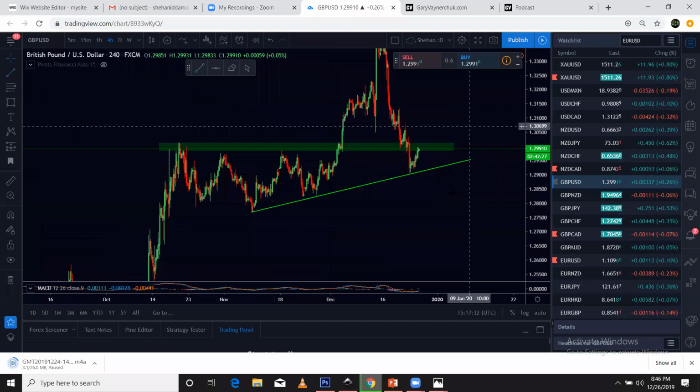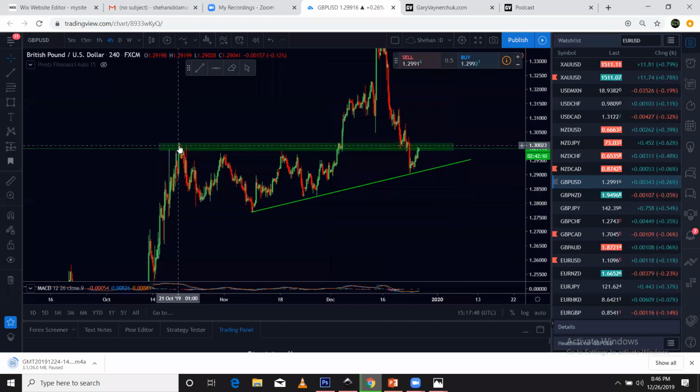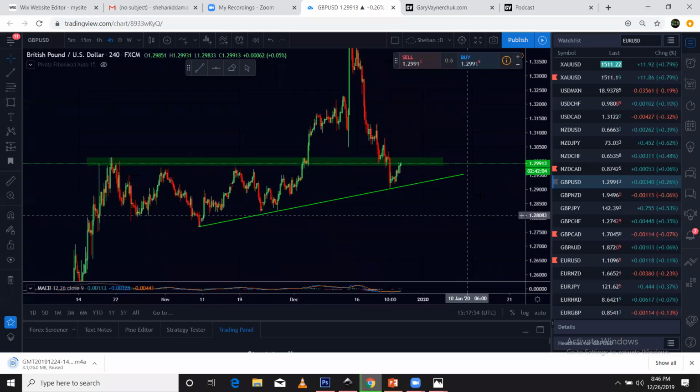Okay, so this is the overall idea of GBP USD. Currently, it just respected the upper trend line, which is for a buy, and it's right on a support and resistance zone. You can see it's right on my zone because here you can find resistance, here you can find resistance, you can find resistance and support, support, and now it's right on that zone.